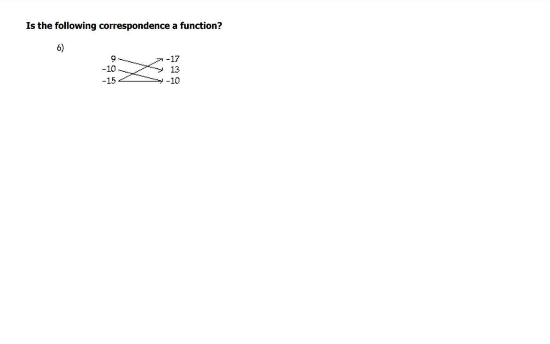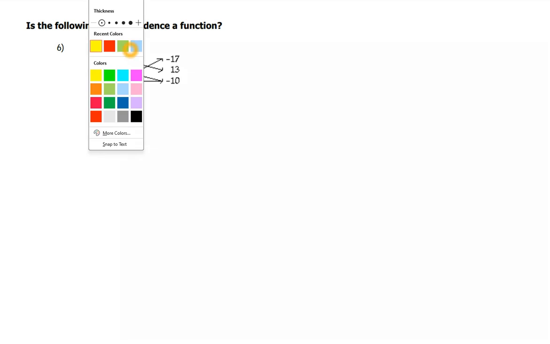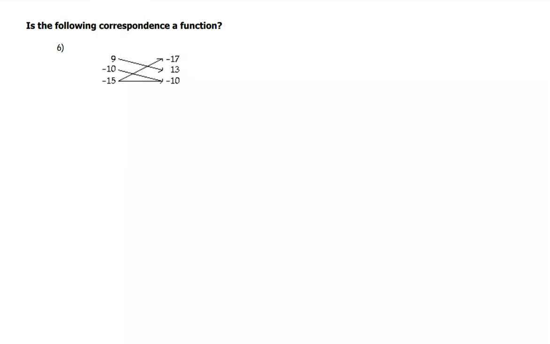All right, is the following correspondence a function? No. Okay, why, April, why? All right, I'll try to tell you. When you're looking at the picture, they are showing the numbers on the left and then arrows drawn to numbers on the right.